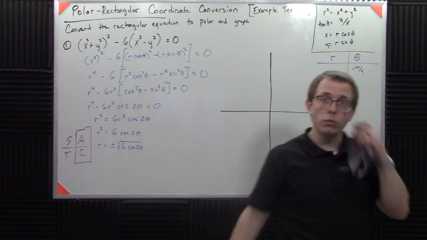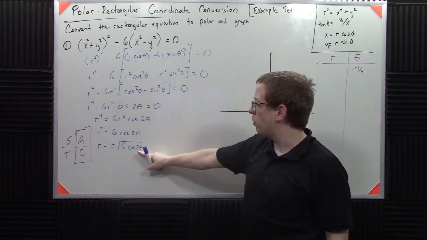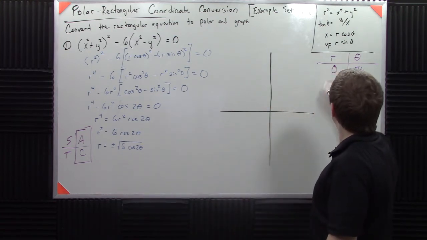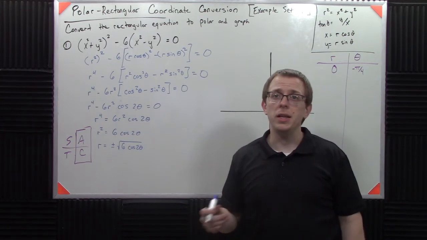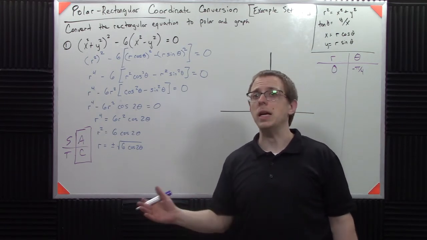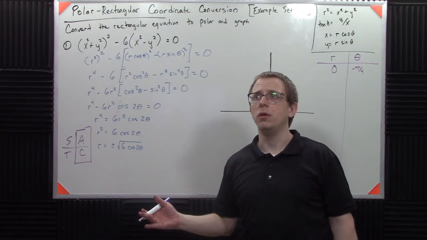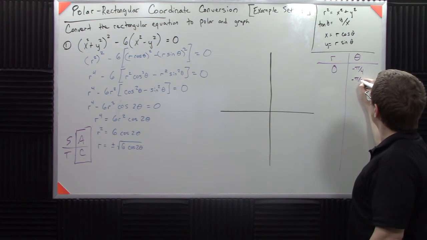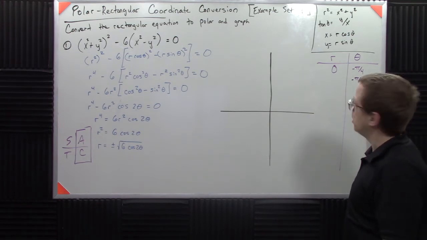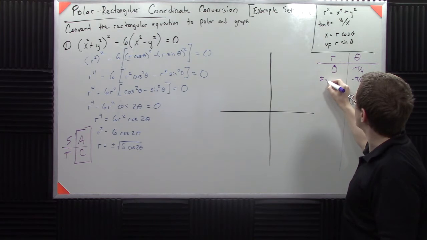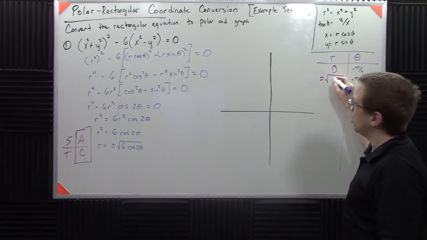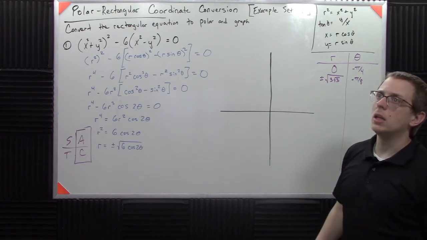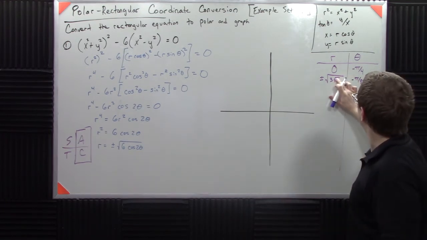When theta is negative pi over 4, that becomes cosine of negative pi over 2, which is 0. So then I get 0. Now, when theta is like negative pi over 8, something like that, then r is going to be plus or minus the square root of 3 square root of 2.